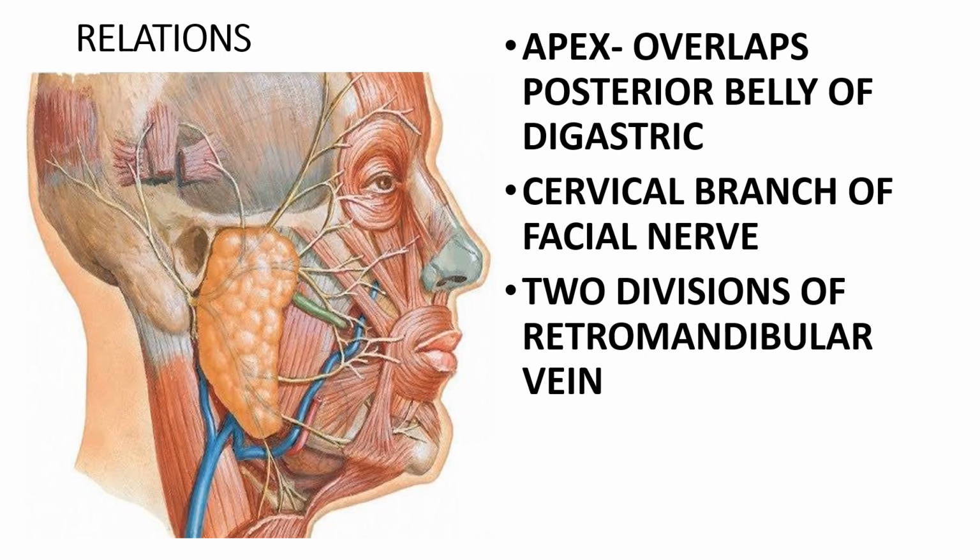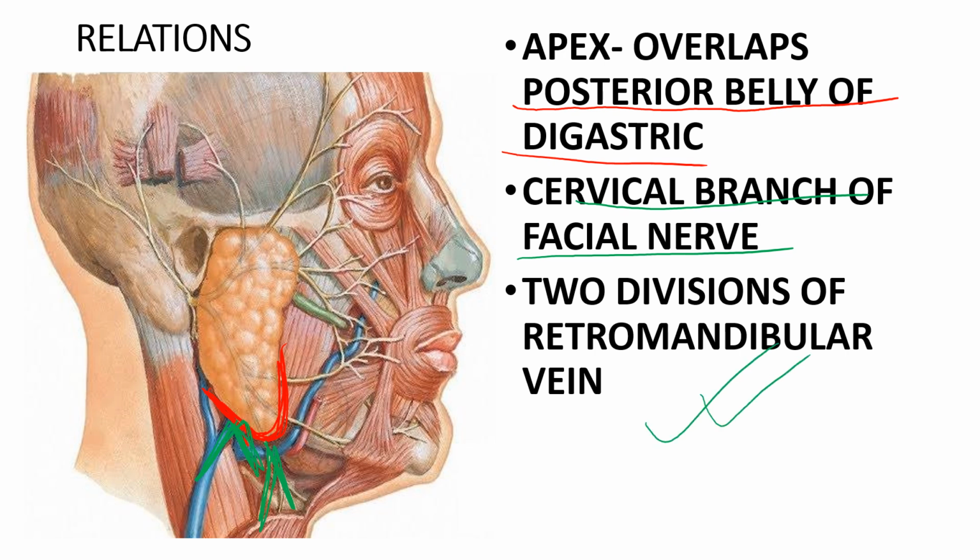Now the relations. Now you can see that this is the apex of the gland. It actually will overlap a muscle here, and that muscle is known as the posterior belly of digastric. What are the structures related to the apex of the gland? You can see here it is related to a nerve, and that nerve is called the cervical branch of the facial nerve. You can also appreciate the anterior and posterior divisions of the retromandibular vein. So these two structures are related to the apex of the parotid gland.